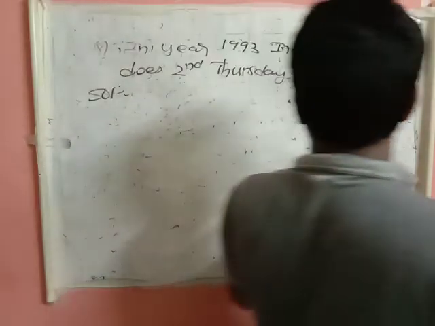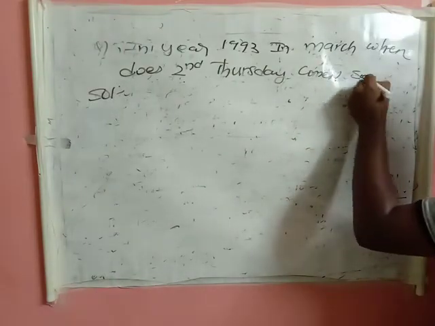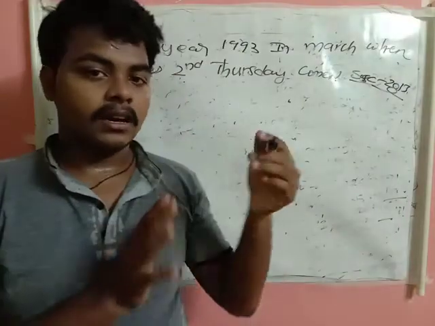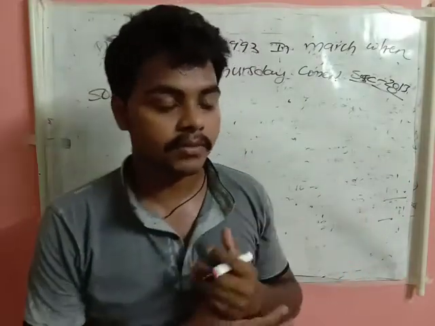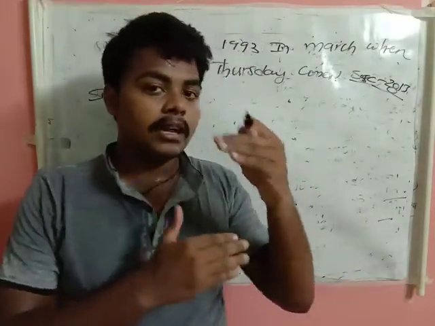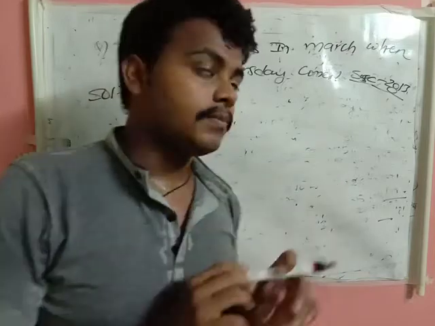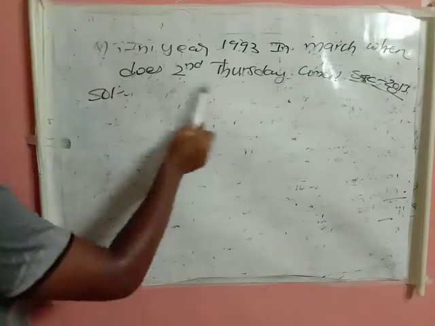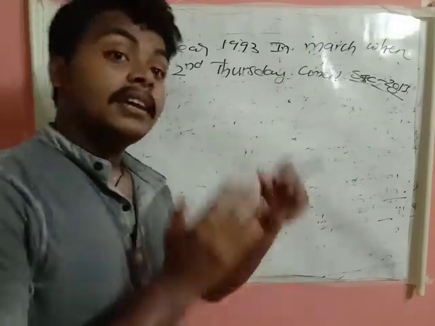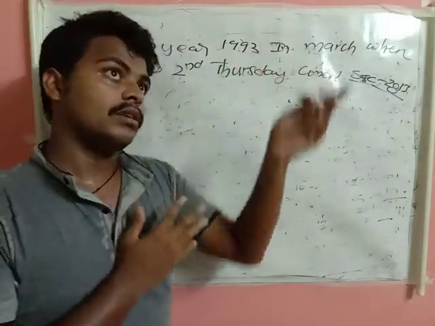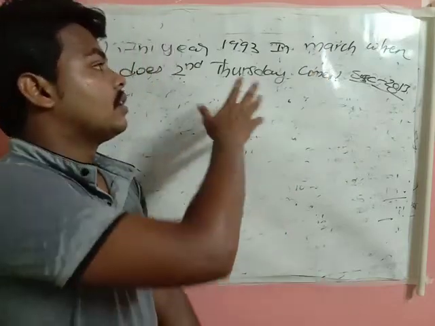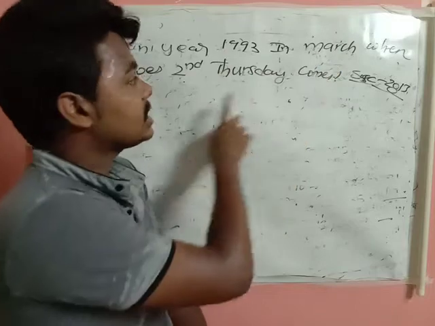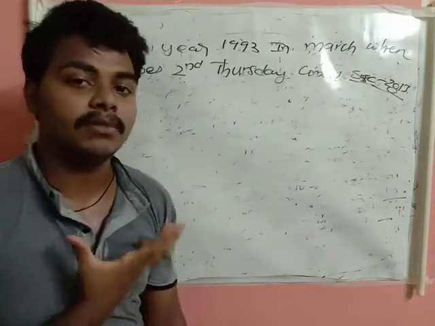Then this is a previous problem. It came in SSC 2013. This is a very important question. So in the same way, the same procedure we followed in the last question is followed here. But in this question, I will be reducing some steps. You just be focused. So in the year 1993, which is 27 years back, in the month of March, when did the second Thursday come?